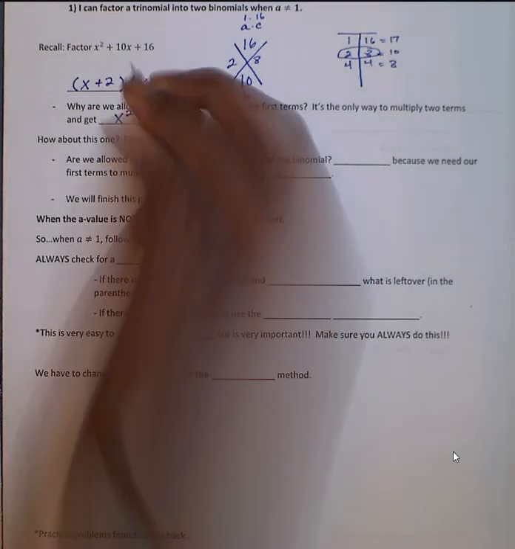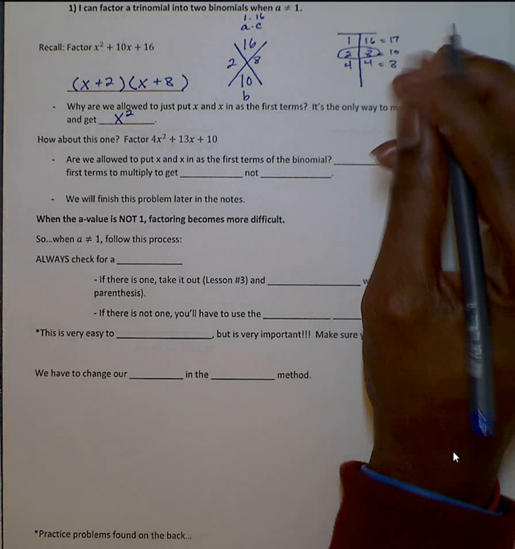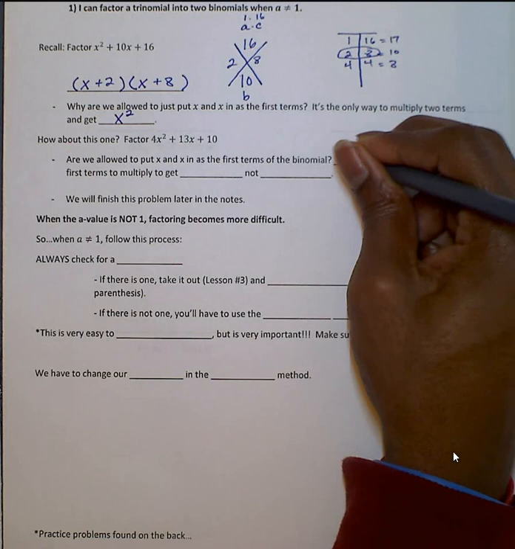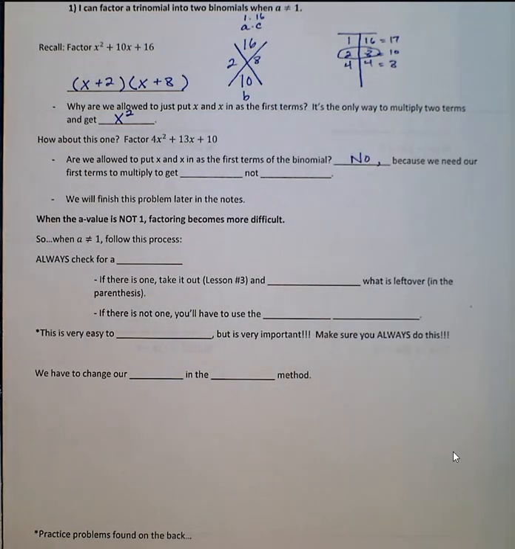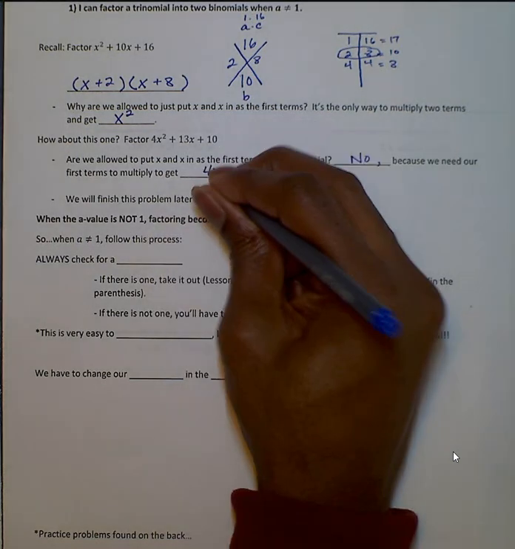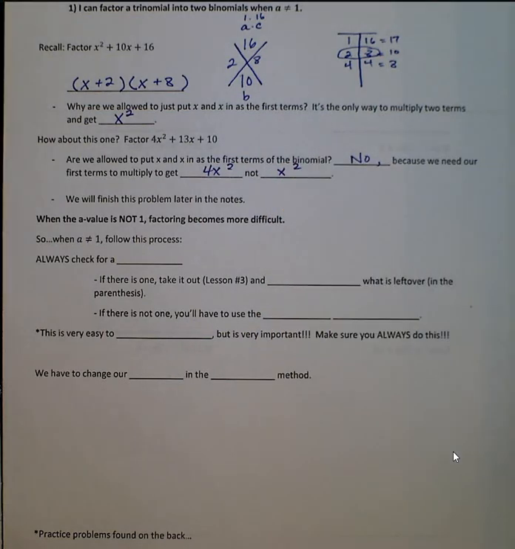Now, how about this one? We've got 4x squared plus 13x plus 10. Are we allowed to put x and x in as the first terms of this binomial? The answer is no, because we need our first terms to multiply to get 4x squared and not just x squared. We'll finish this problem later in the notes.